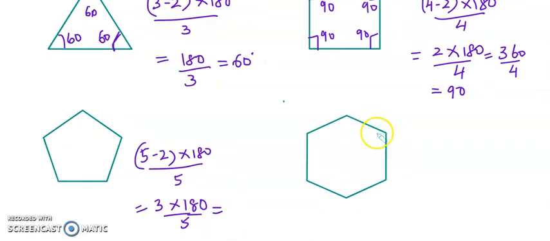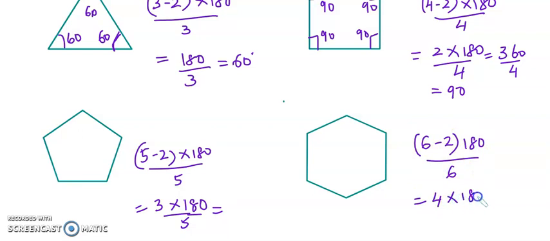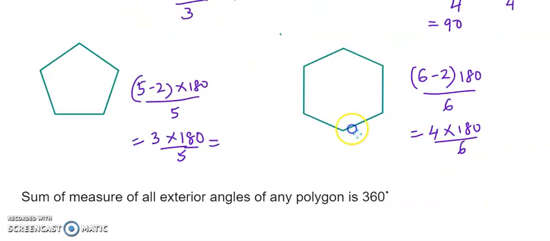And the next shape is your hexagon. So hexagon is 6 minus 2 multiplied by 180 divided by 6, which is 4 times 180 divided by 6. Again, I'm leaving it for you to solve, right?